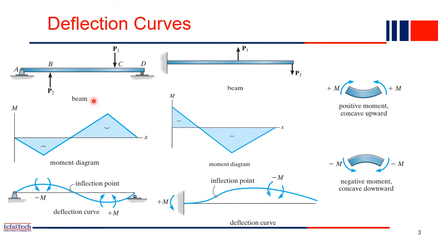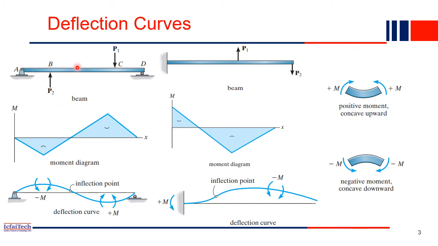We won't derive anything in this lesson. We will draw the deflection curve. What is a deflection curve? Deflection curve means, after application of the load, how the beam will deflect. That we call the deflected shape or deflection curve, right?